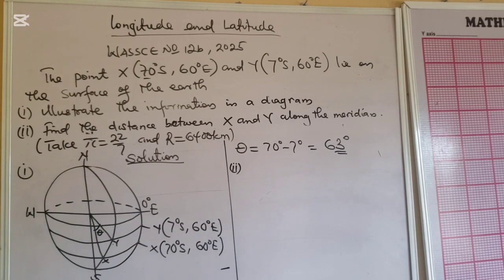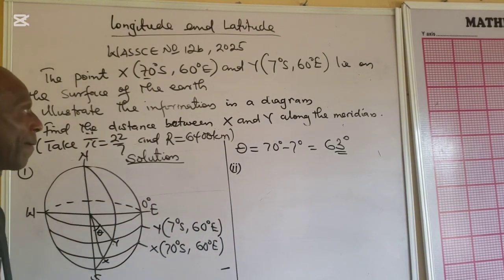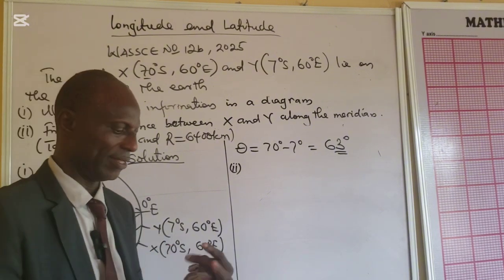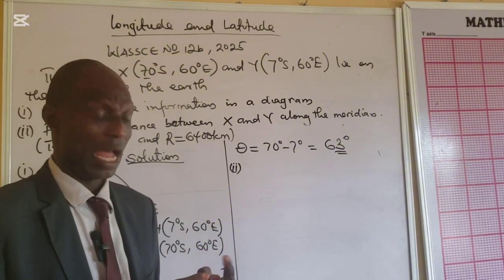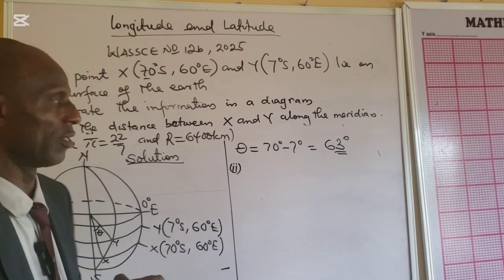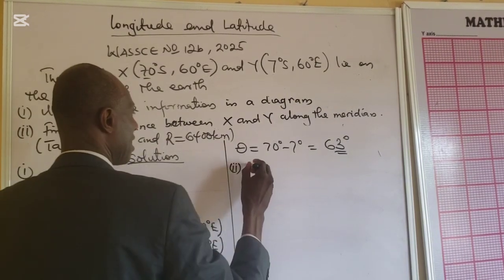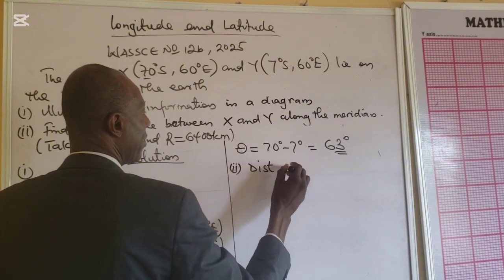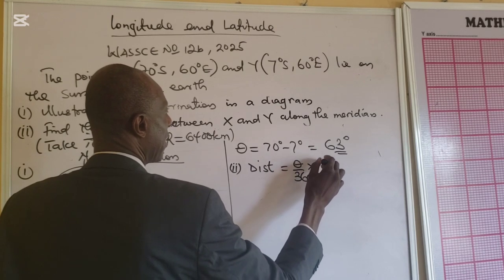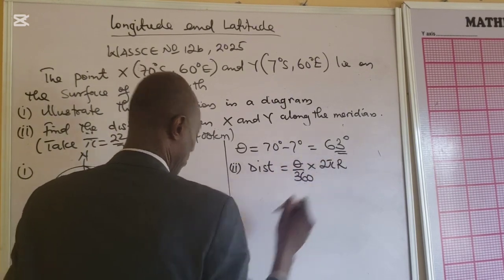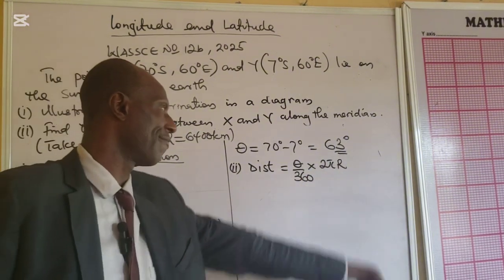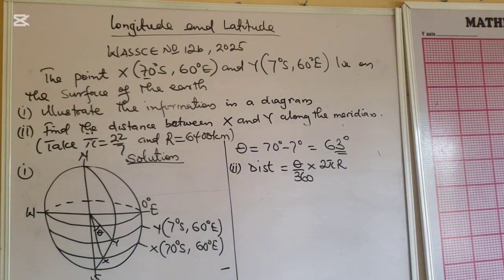We are asked to find the distance between X and Y along the meridian, along the equator, along the parallel of latitude. Take note of these three things. We use the same formula. The distance between X and Y is equal to theta over 360 times 2 pi R. If it is a parallel of latitude, we say cos alpha, because alpha is the latitude.